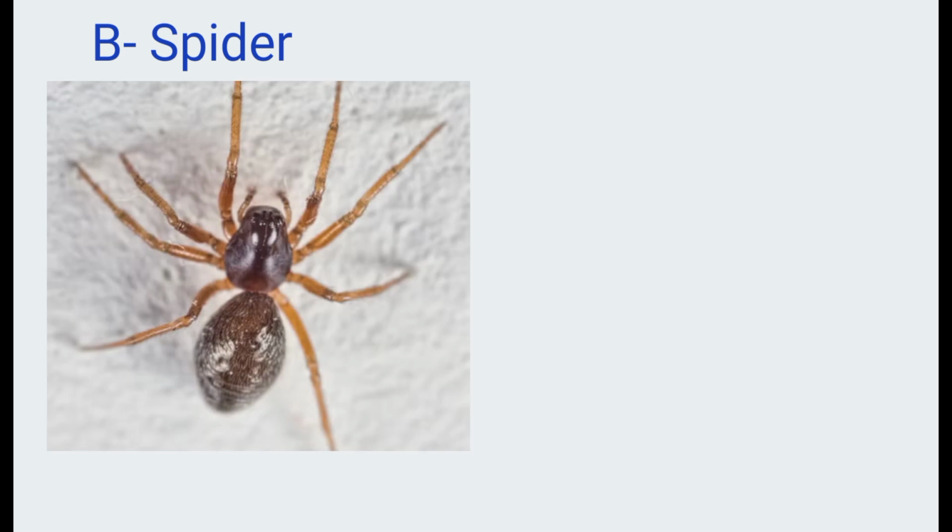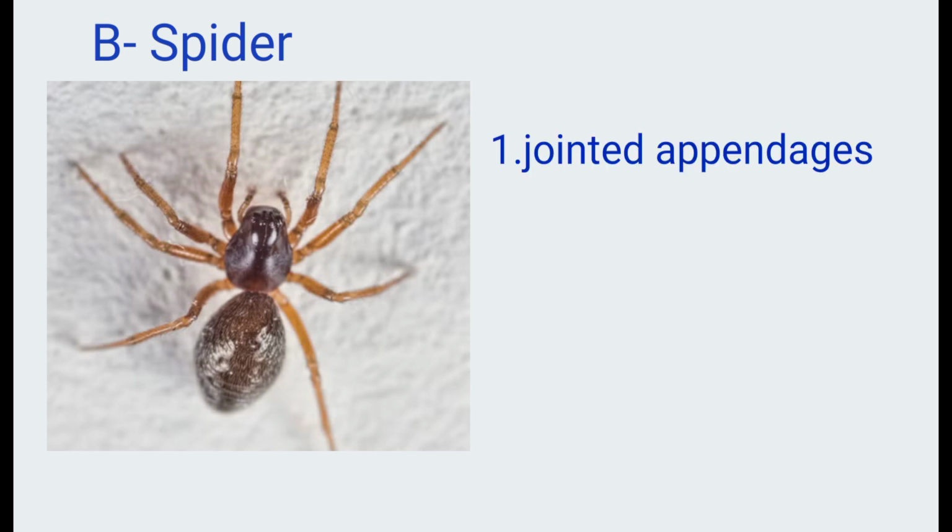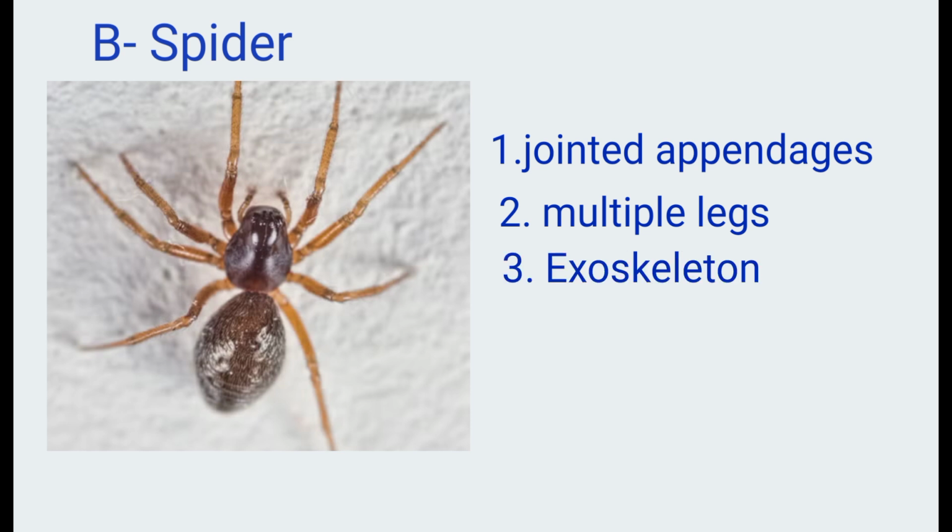Now let's talk about the next specimen. Specimen B, which is spider. Just like the housefly, the spider is also an arthropod. This means that they both share similarities such as presence of jointed appendages, presence of multiple legs. Most arthropods like housefly have 6 legs, 3 on both sides, but spiders have 8. Lastly, most arthropods have presence of exoskeleton. So take note of that, as that could also come out in your exams.